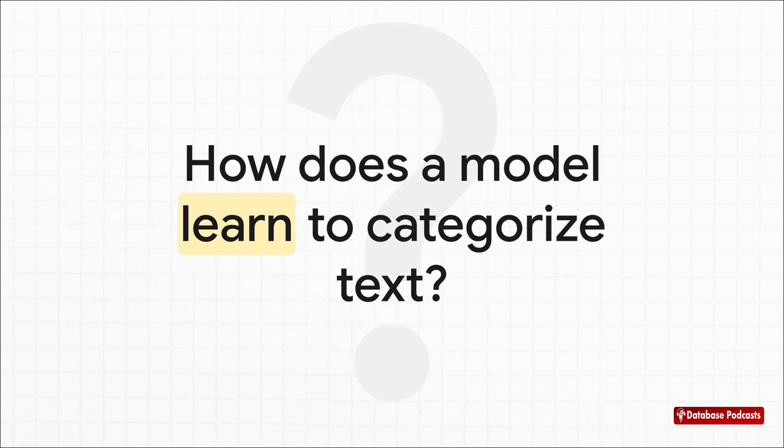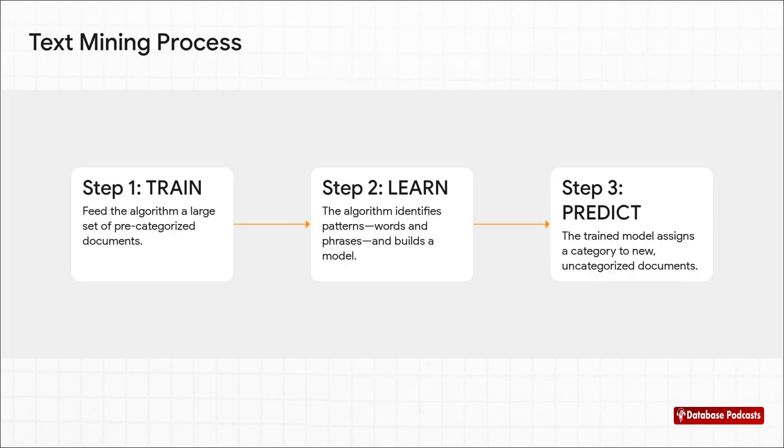Okay, but how does that actually work? How does a machine learn the difference between, say, an urgent support ticket that needs immediate attention and just a routine sales inquiry? It can't be magic, right? You're right. It's not magic at all. It's a very clear three-step process. First, you train the model. You just feed it a ton of documents that have already been sorted, like news stories that are already labeled sports or politics. Then, the model starts to learn. It begins to identify the unique words and phrases that pop up in each category. And finally, once it has that knowledge, it can predict. You can hand it a brand new, unseen piece of text, and it'll assign the correct category.